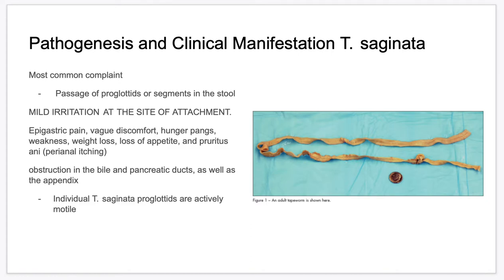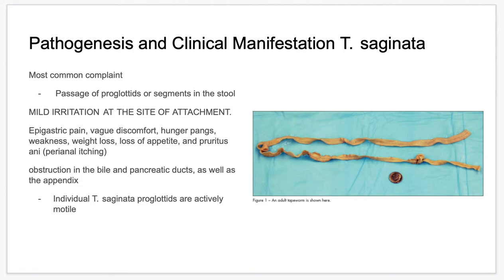So, let's go to the pathogenesis and clinical manifestations of your Taenia saginata. The most common complaint is the passage of proglottids or segments in the stool. There is mild irritation at the site of attachment of the scolex. So, the patient will have epigastric pain, vague discomfort, hunger pangs, weakness, weight loss, loss of appetite, and pruritus ani.